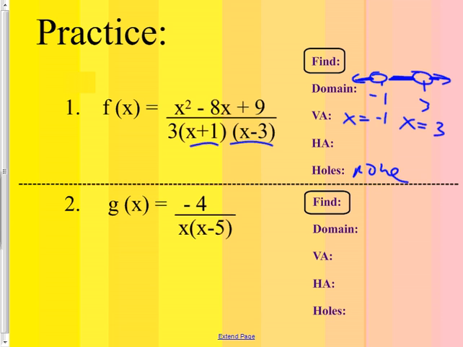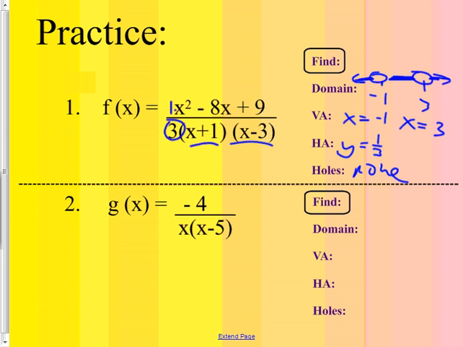And the last is the horizontals. And who tells you about the horizontals? Bob. Is this a Bob? No, it's a sob. It's the same on both, and therefore it's a ratio of the lead coefficients, 1 and the 3. Therefore, y equals 1/3. Notice I have to say y equals, because that tells me which way it goes. It's horizontal. It goes like the horizon.